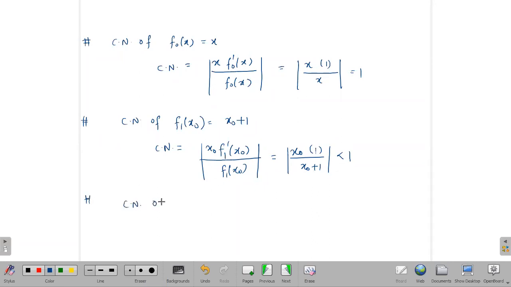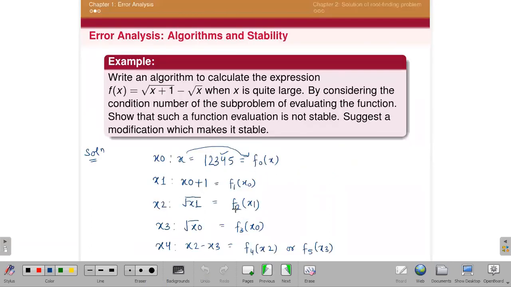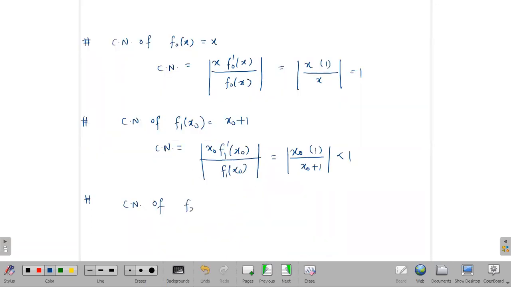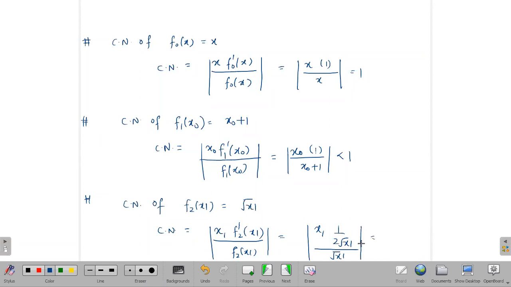So the condition number of f2 of x1, that is root of x1. The condition number will be x1 is a variable, and derivative with respect to x1 divided by f2 of x1. So x1, its derivative is 1 by 2 root x1 divided by root x1. So that will give you x1 by 2x1. So that is 1 by 2, which is again less than 1.